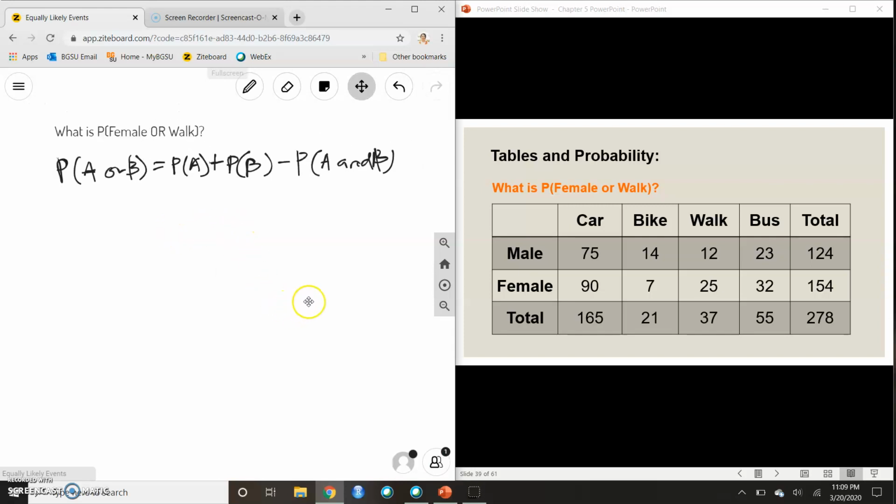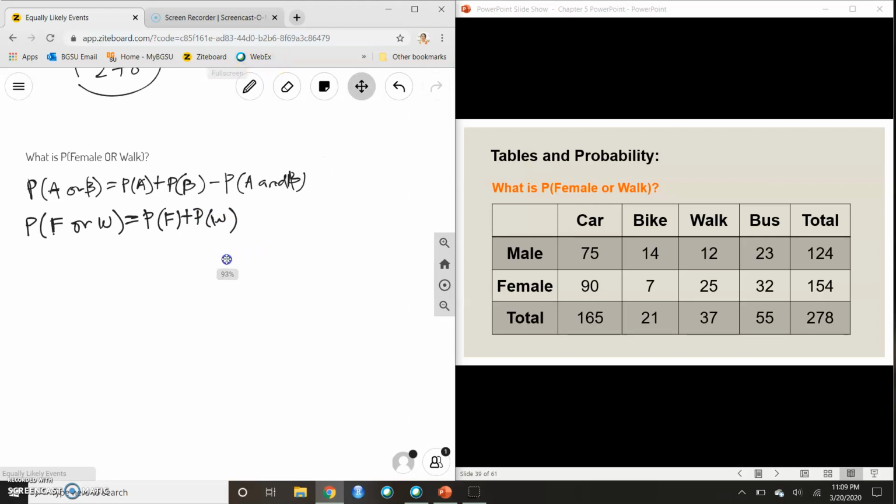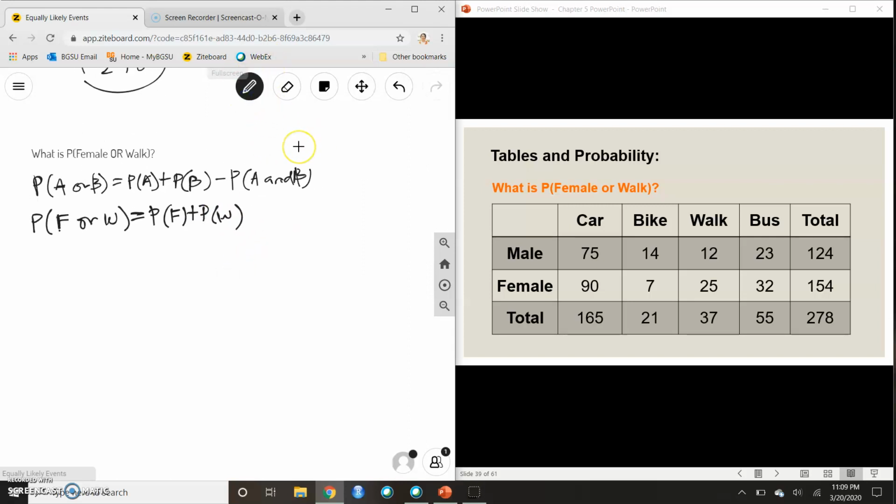Okay, so we have this formula right here. And so I'm going to rewrite this in terms of the problem. So here we have probability of female or walk. That's going to be equal to probability of being female plus probability of walking minus the probability of being female and walking.